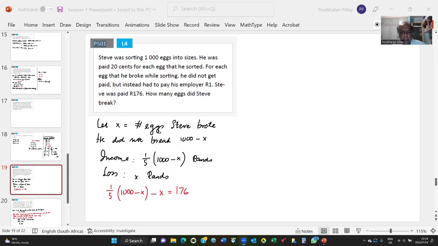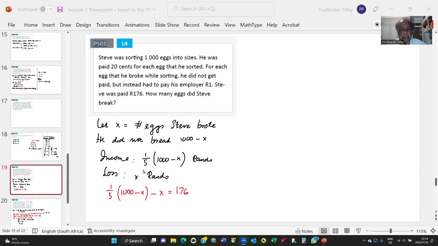Okay. So if he broke X eggs, that means, altogether there were 1,000 eggs, he did not break 1,000 minus X. So these were sorted out nicely. And for each of these 1,000 minus X eggs, he got paid 20 cents, which is 1/5 of a rand. So his income was 1/5 of (1,000 minus X) in rands. But he broke X eggs, so he had to give back X rands.